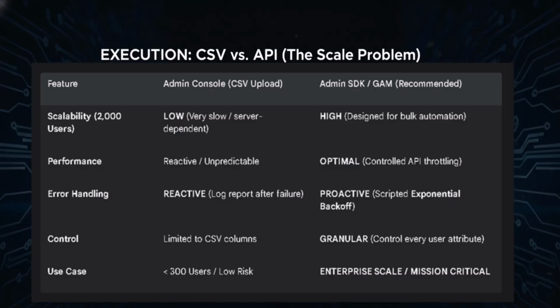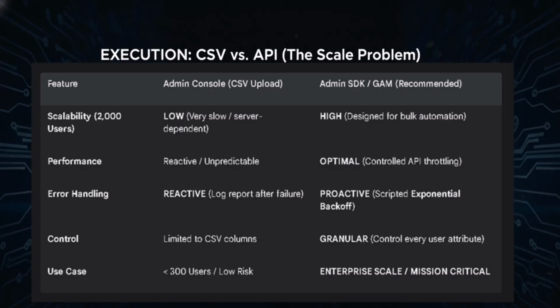Second, the Admin SDK or GAM. This is our recommended solution. Scalability is high because it's designed for automation. Performance is optimal because we can control the throttling. But the most critical difference is error handling. We don't use reactive logs. We use proactive, scripted, exponential backoff.